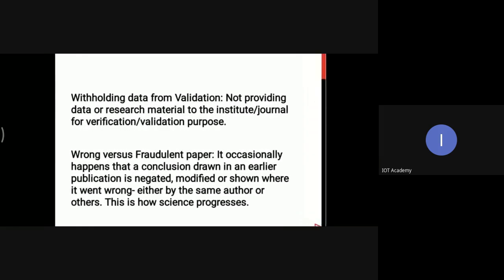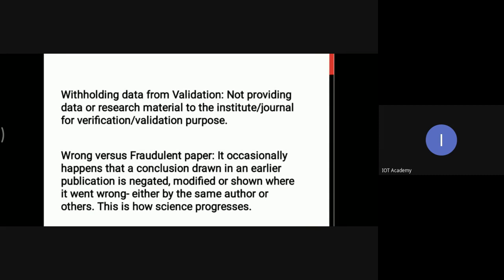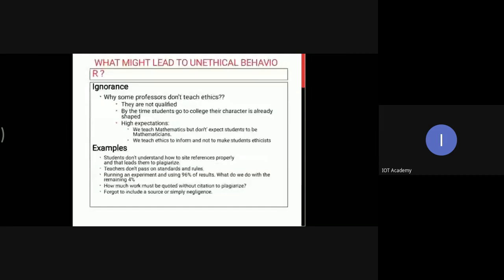Then we should not withhold any data. We should not attach any kind of fraudulent paper which can be harmful for the participants. As I told you, there are a number of vulnerable people, such as minors, prisoners, illiterate people, or people who are not able to understand things well. So we have to be very, very true to them also.